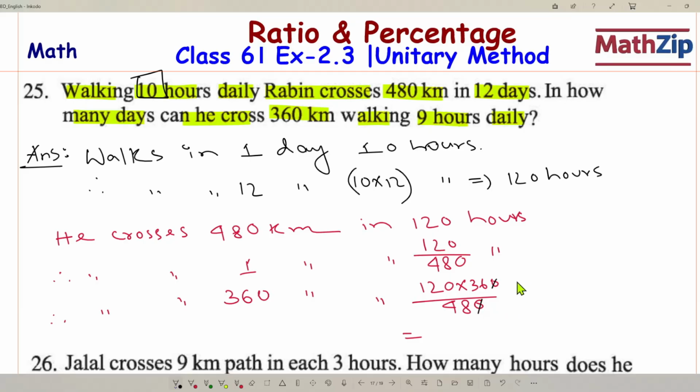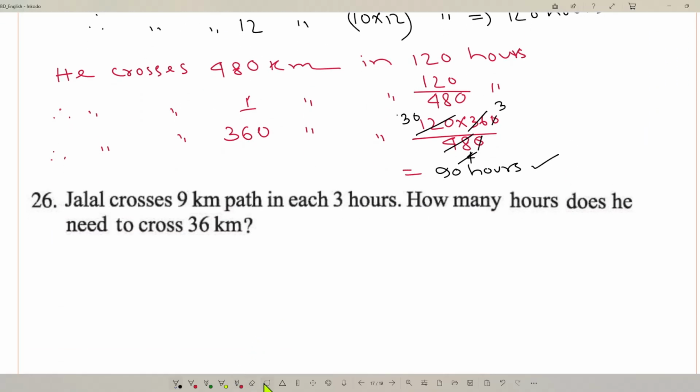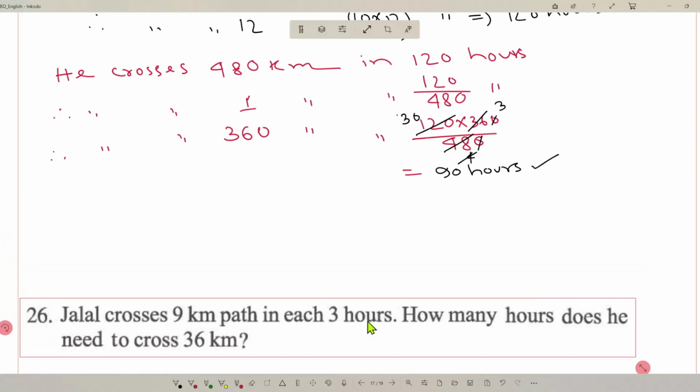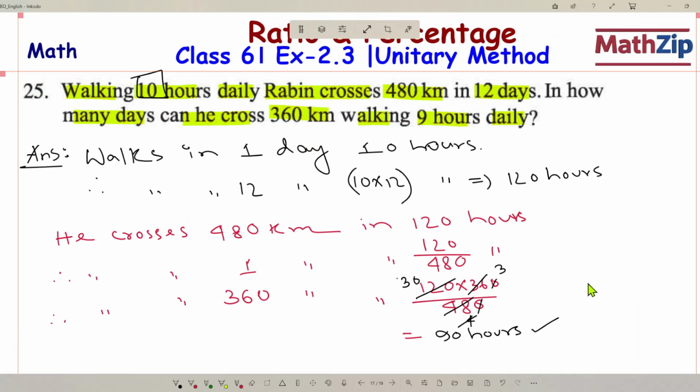Cancel 0 and 0. By 12, dividing 36 gives 3, and dividing 48 by 12 gives 4. Again 120 divided by 4 is 30. So how many times is needed? 90 hours. Okay, so we get the answer in hours, but our target is to find out how many days.